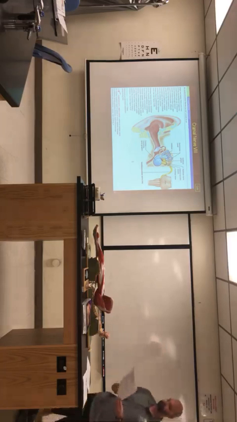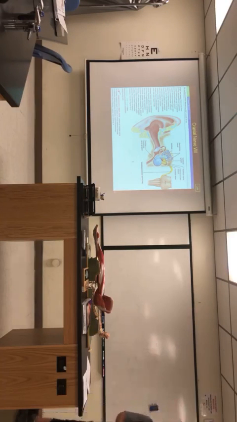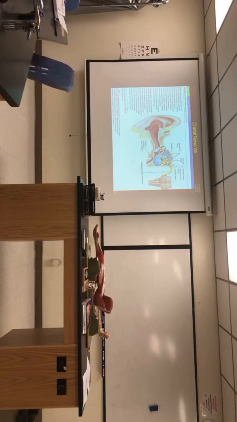Glossopharyngeal, number 9, sensory, motor, or mixed? Mixed, both. Sensory, tongue, and pharynx. So now we've got two cranial nerves that innervate the tongue for taste. They are? Facial and glossopharyngeal, 7 and 9.